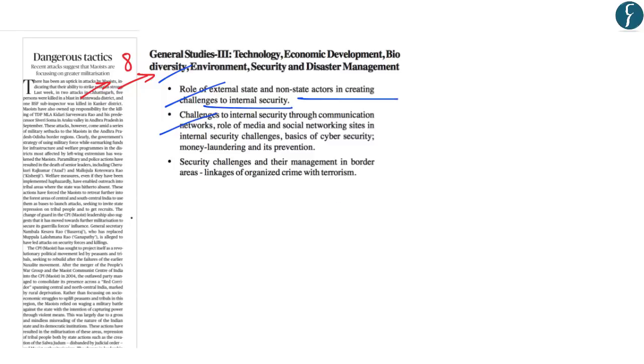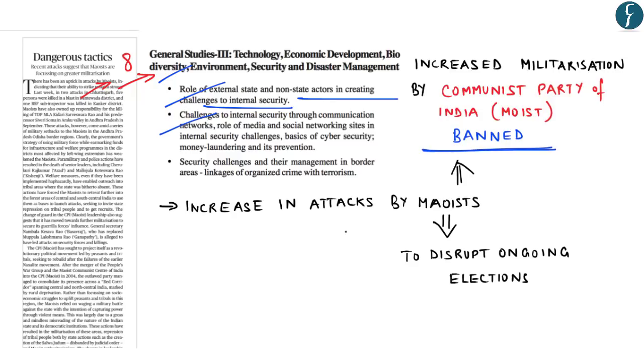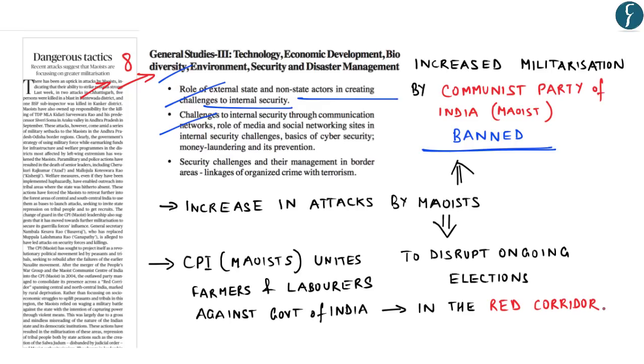Now this editorial highlights that there has been an increase in attacks in Chhattisgarh by the Maoists, and the purpose is to disrupt the ongoing election. The article highlights that this increase in attack by the Maoists is because of a greater militarization of the banned Communist Party of India Maoist. Now these CPI Maoists try to project themselves as the torchbearer of the earlier Naxalbari movement by uniting farmers as well as workers against the Indian state in the Red Corridor. This editorial suggests that the CPI Maoist is waging a military battle to capture power rather than working through India's democratic institutions to ensure socio-economic upliftment of the tribals in the area.